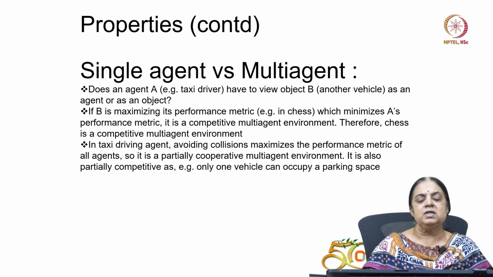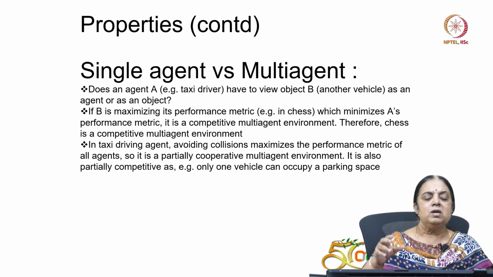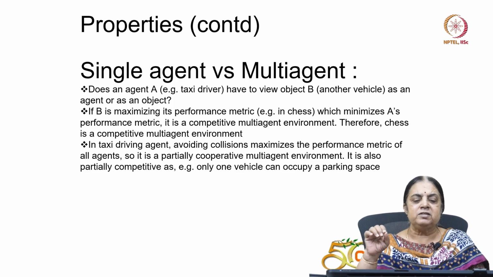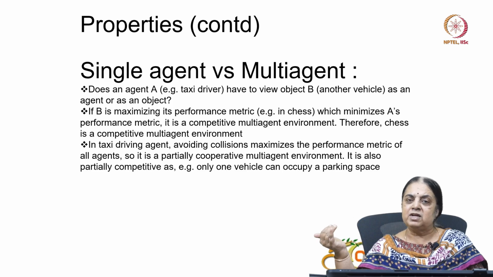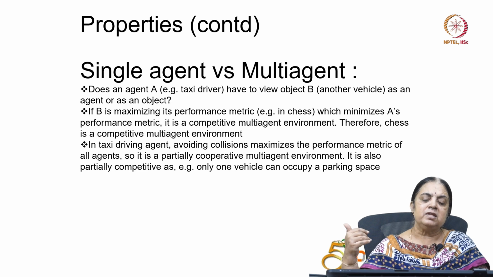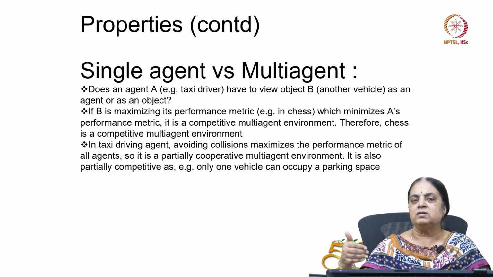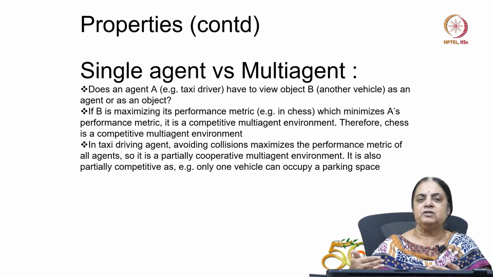Next is whether it's a single agent or a multi-agent. Possibly if you have many agents working simultaneously, an agent actually sees that its own performance metric improves, whereas other agents' performance metrics come down. If that's the case, then you say that these are competitive agents. But if you have two agents such that if one's performance improves, the other's performance also improves, then you call them cooperative agents basically.